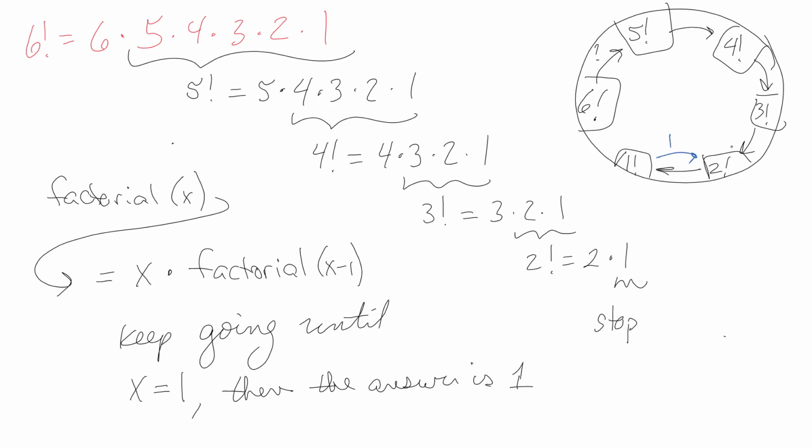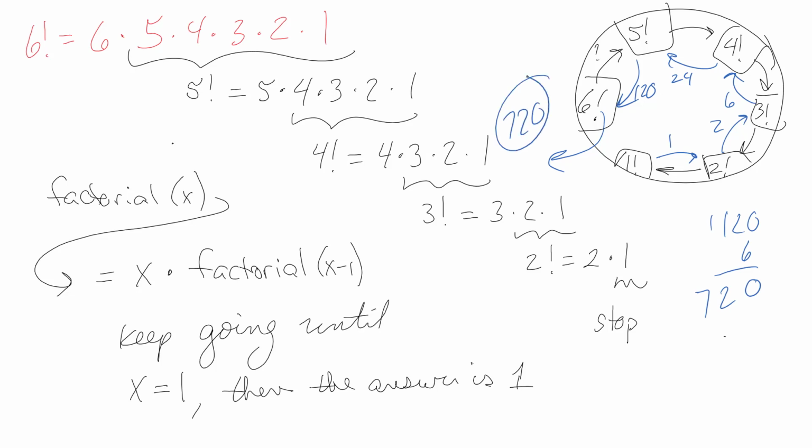So it's 1 times 2. So that's 2. And he goes, oh, awesome. That's 3 times 2, so that's 6. Oh, awesome. That's 6 times 4, so that's 24. Oh, awesome. That's 5 times 24, which is like 120. And then they're like, oh, so 6 factorial is 6 times 120, which is 720. That's the answer.